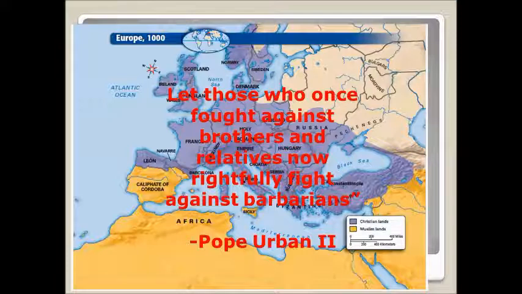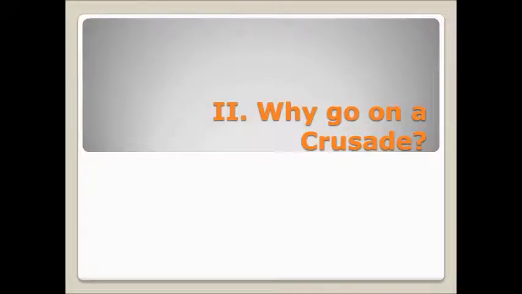We're going to try to make sure our pilgrims can go there. We're going to try to spread Christianity. We're going to support our brothers in the Byzantine Empire. So he's really trying to get the people of Europe to come to his side. And what's amazing is thousands do. Thousands go ahead and fight for the Pope's army, and we're going to call them Crusaders.